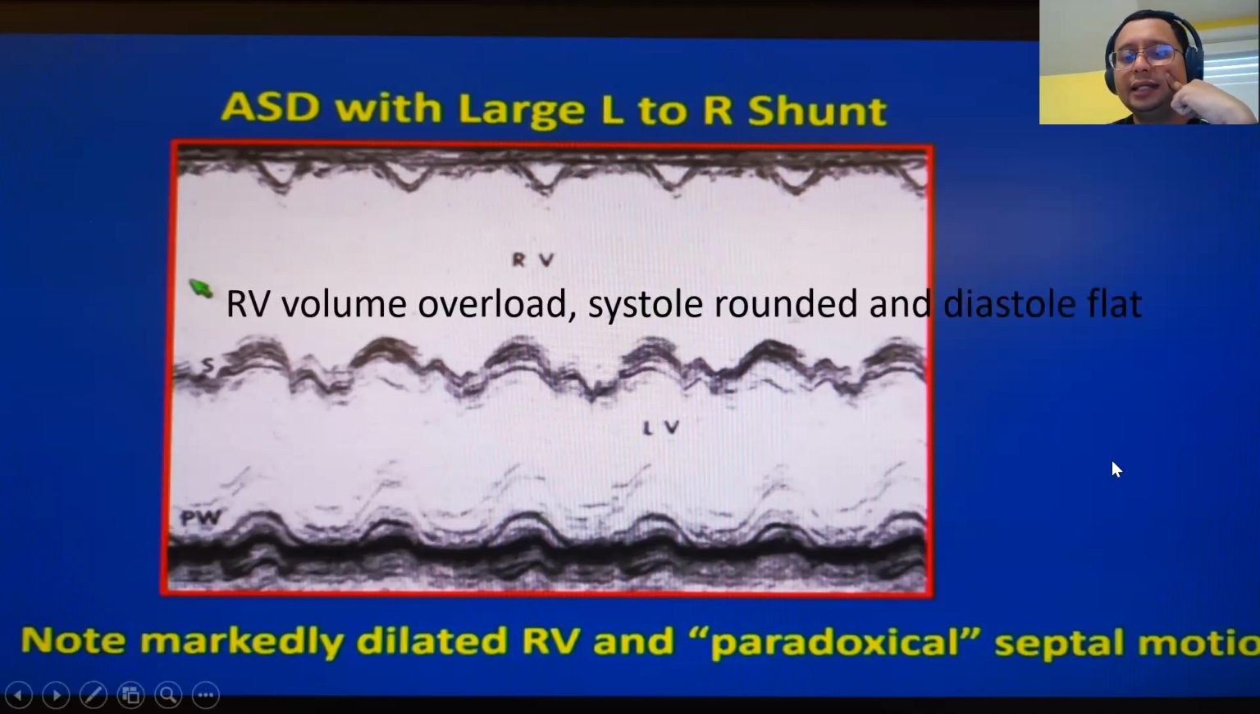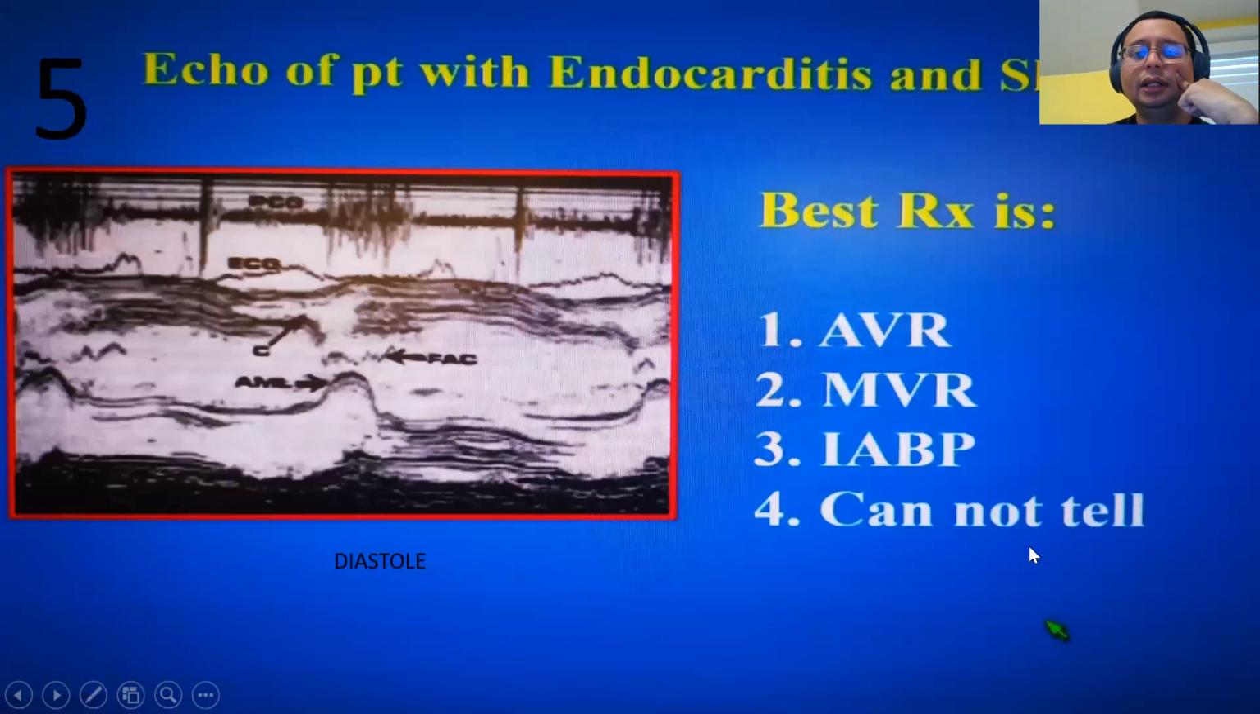Systole rounded and diastole flat. Okay. Now, this is an echo of someone with infective endocarditis and shock. So what is the best treatment for this patient?